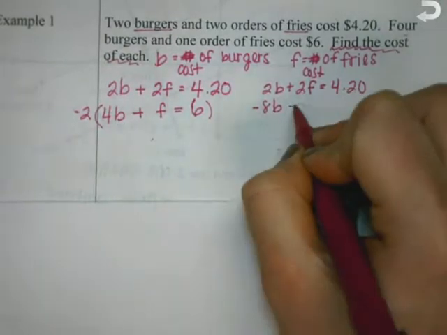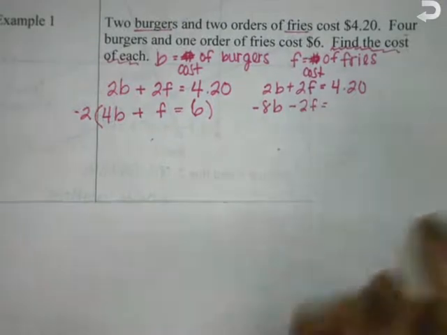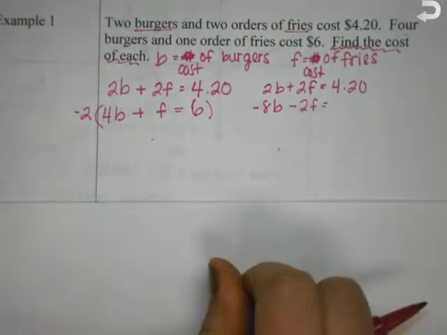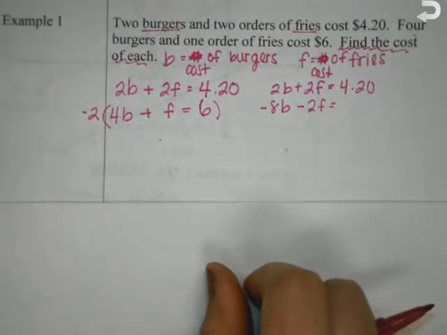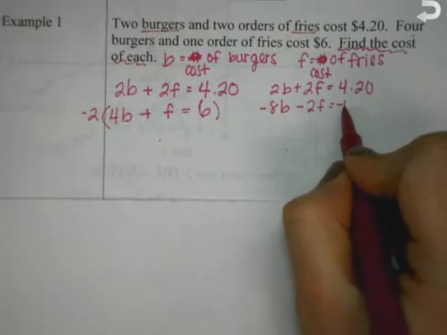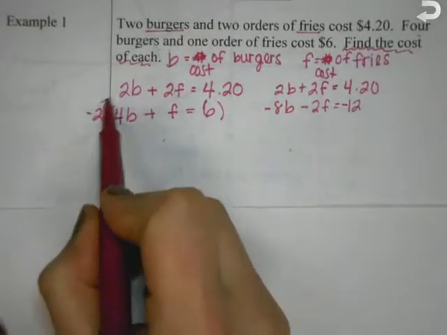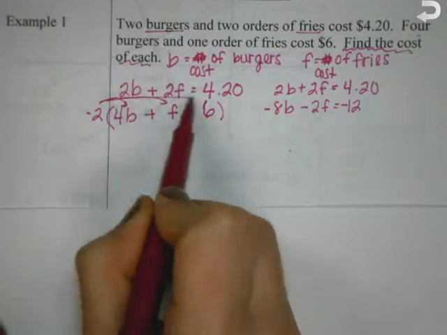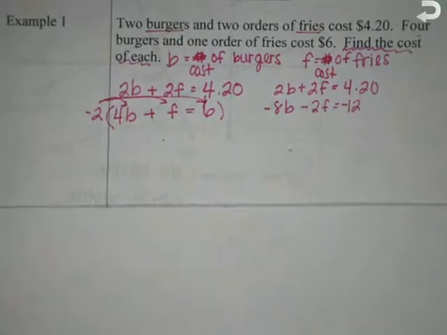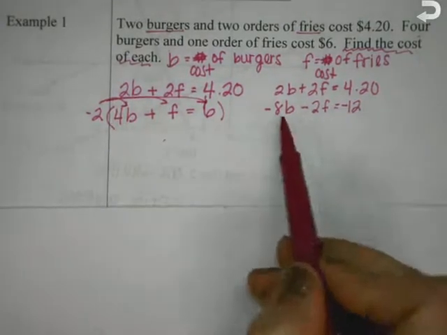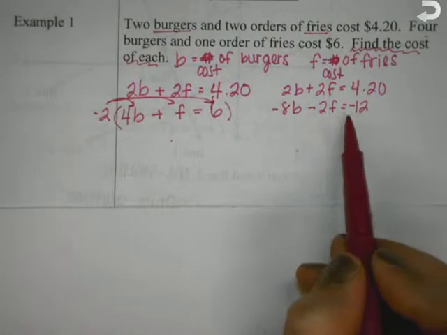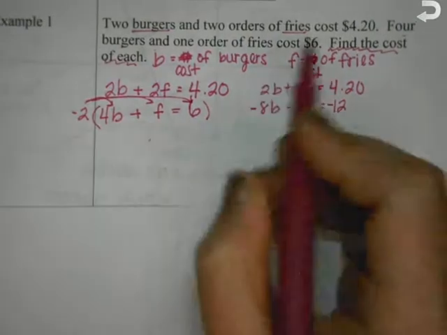equals... Notice that one has a number in front of it. So when we distribute that -2 to everything, that gives me -8b minus 2f equals -12. And now I can add my equations together.